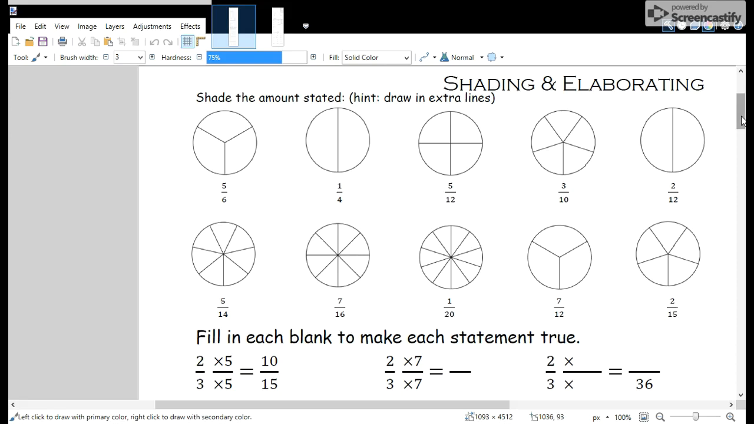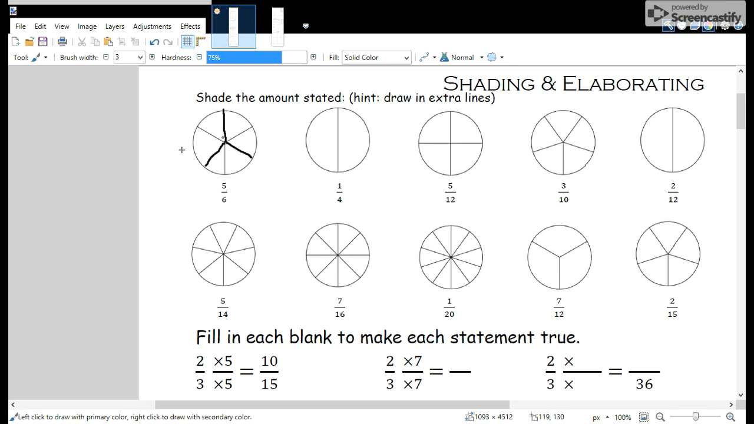This is the fractions packet part 3, shading and elaborating. Shade the amount stated. You'll have to draw extra lines. So we have 5/6, but there's only 3 parts here. So we have to make 6 parts. To make 6 equal parts, we'll put a line in the middle of each of our parts here.